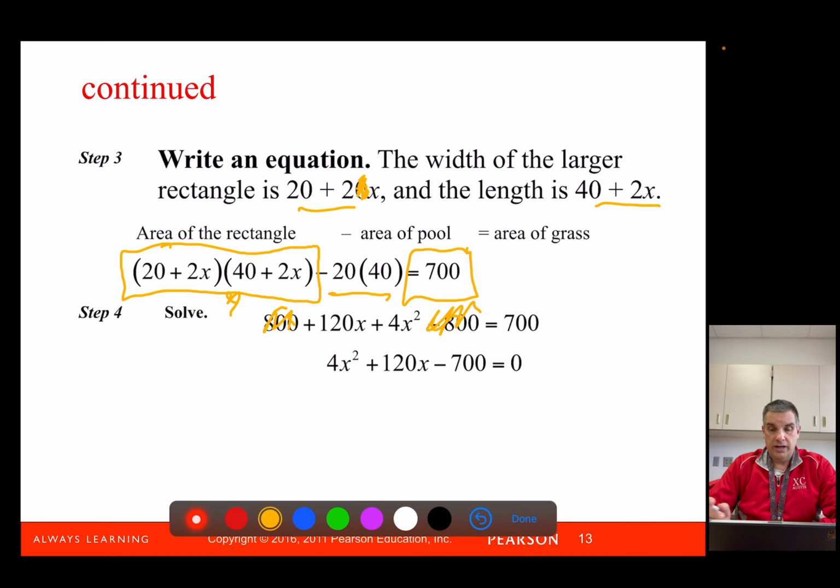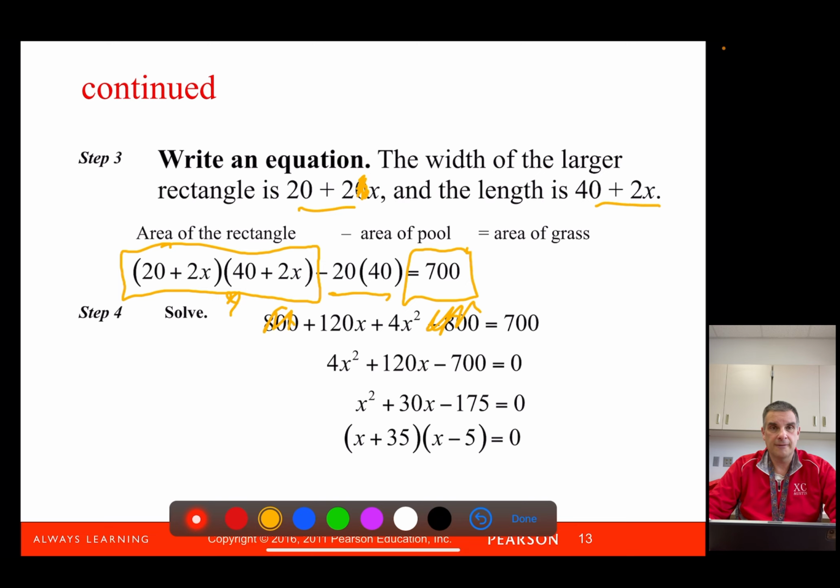Now we've got 4x squared, and then move the 700 over. So 4x squared plus 120x minus 700. Now I think a 4 goes into all of those, so we can take a 4 out. So we just factored a 4 out. And now this can be factored using the factor tree, and we'll just show you how they do it. And a lot of times that's what's going to happen with this. It's going to be factored.